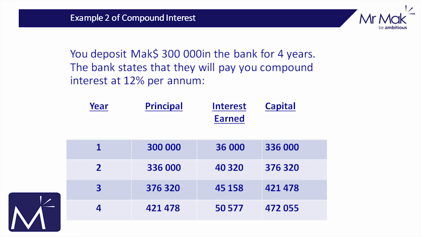$336,000. That means the interest earned in year 2 is calculated on $336,000 and it results in a capital amount at the end of year 2 of $376,320. That's the carried on figure for the opening balance in year 3. And so on and so on and so on. So that by the end of the 4th year, the amount of your capital, the original principal with the interest added on and compounded, is equivalent to $472,055. That is your compound interest.